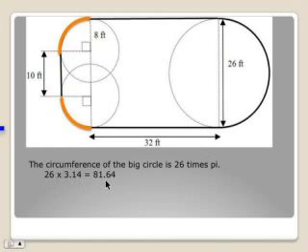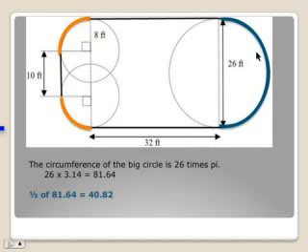26 times pi is 81.64. But again, we're only concerned with half of this particular circle. So to figure out the little section right here that's contributing to the perimeter, I'm going to take half of 81.64. So this section right here is 40.82.